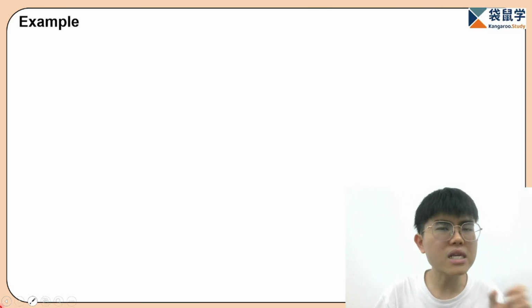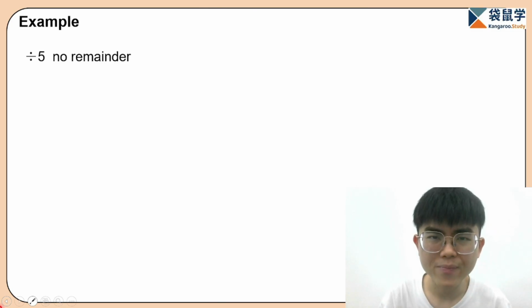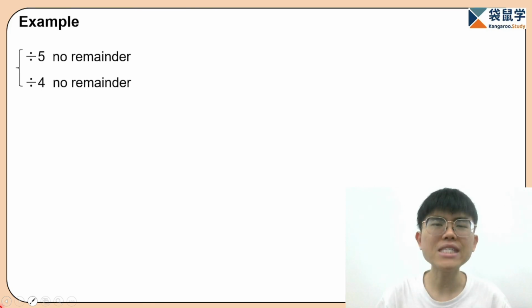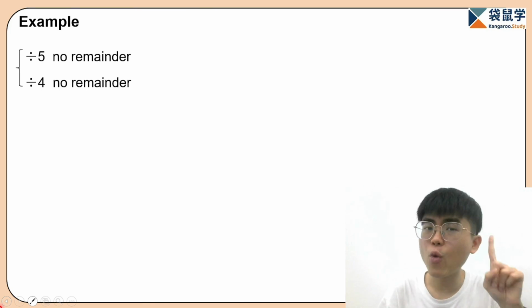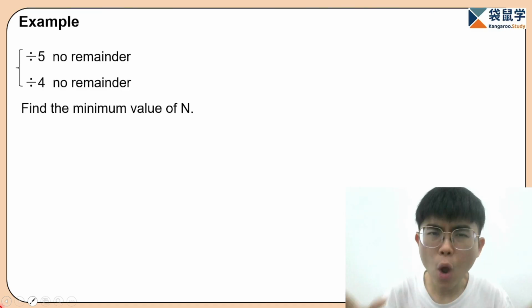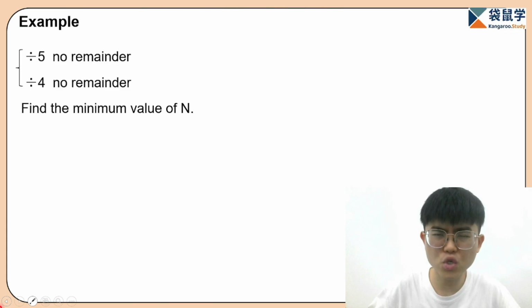Now everyone, let's say there is a number that divides by 5, there is no remainder. And again, this number when divided by 4, also no remainder. So based on these two conditions right here, we are asked to find what will be the minimum value of n. What is this dividend? So everyone, how do we solve this question?